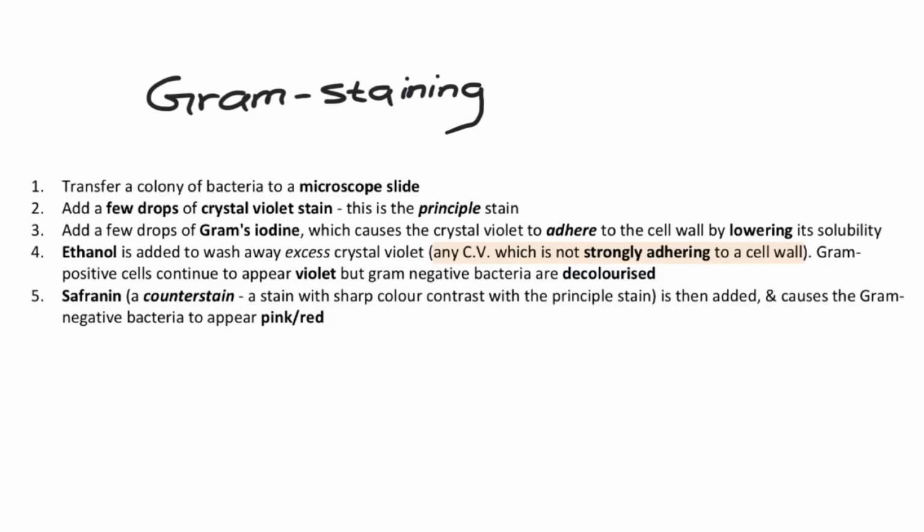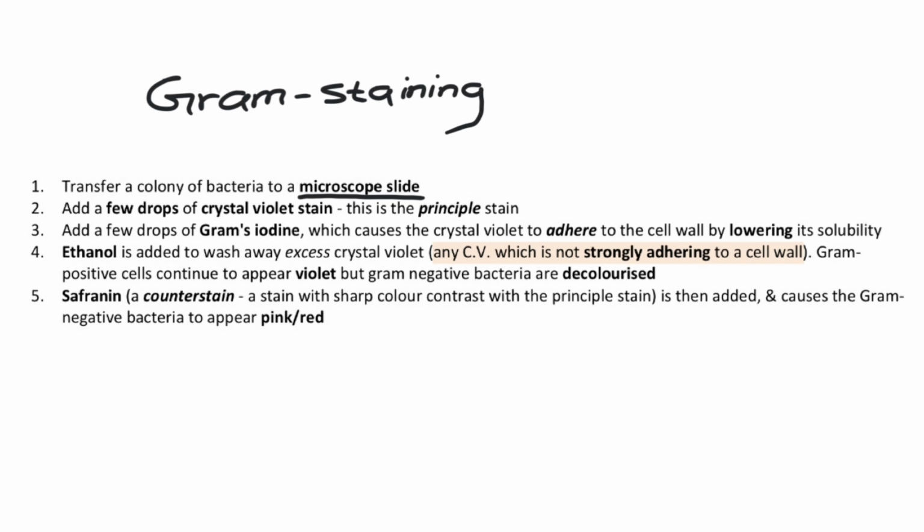So now that we've discussed the structural differences between gram-positive and gram-negative bacteria, we can now better understand how gram staining works and why it produces the results that it produces. So in gram staining, the first step is to transfer the colony of bacteria that you're testing for to a microscope slide, right here. Once you've transferred the colony to a microscope slide, you then add a few drops of crystal violet stain. This is the principal stain.